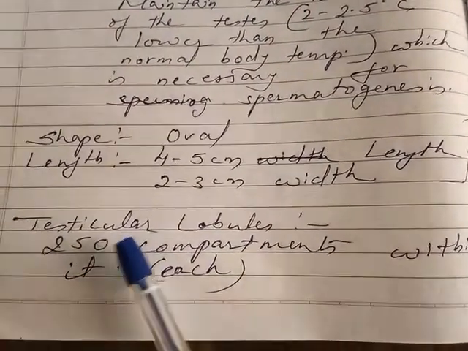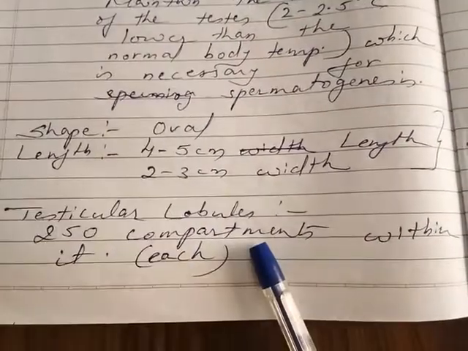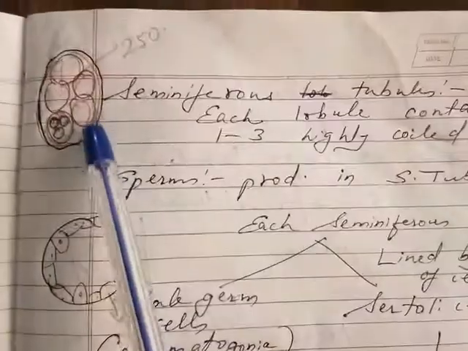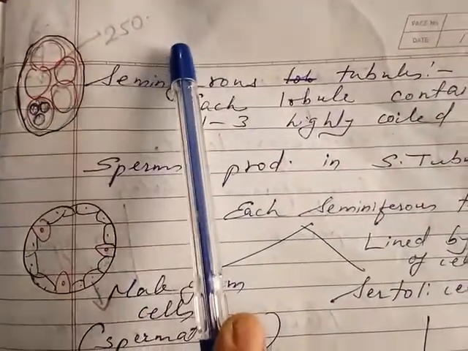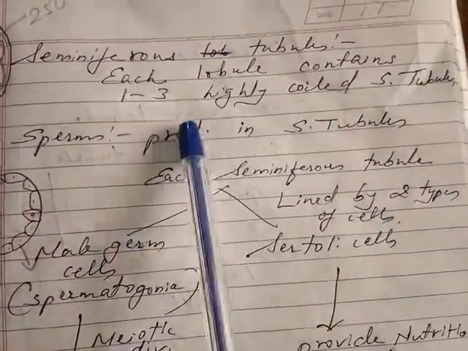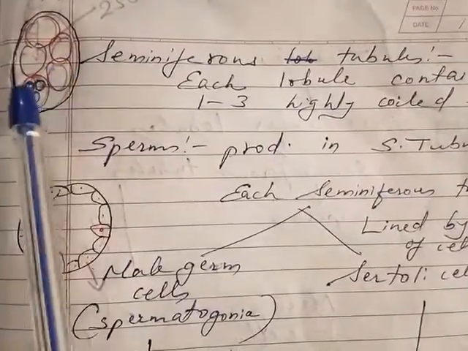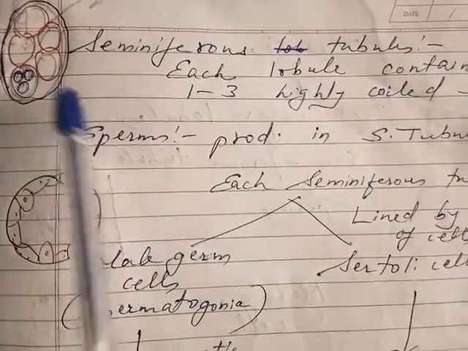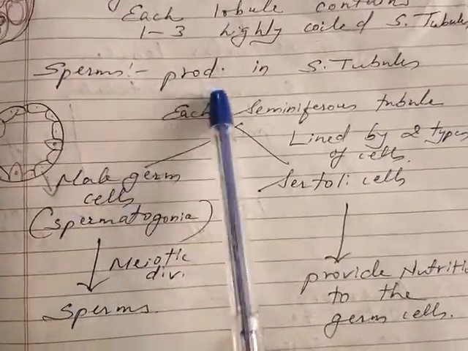Inside the testis, testicular lobules are present, that is 250 compartments within each testis. Each lobule contains 1 to 3 highly coiled seminiferous tubules. So inside these testicular lobules will be the seminiferous tubules, and the function of the seminiferous tubule is to produce sperms.